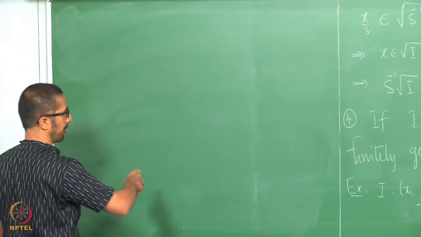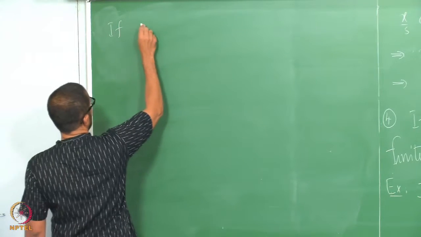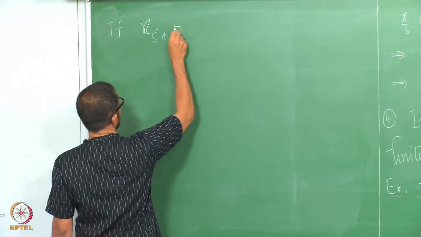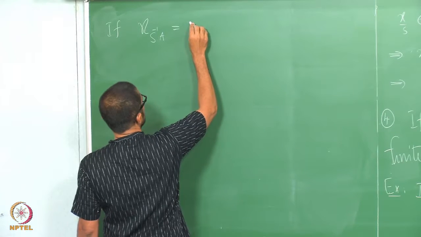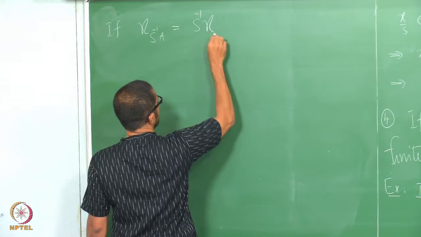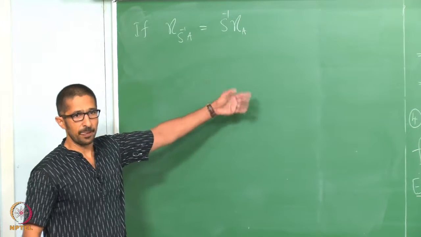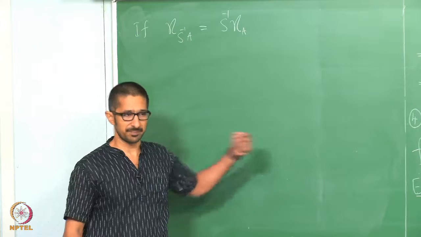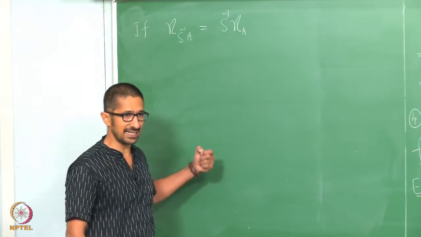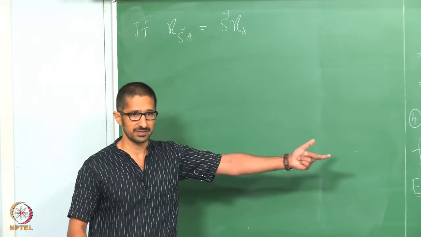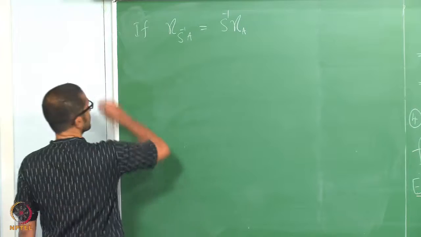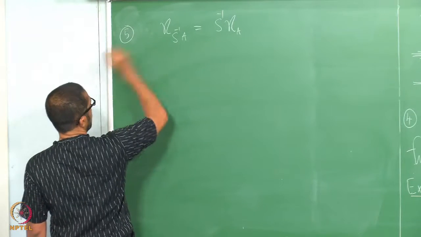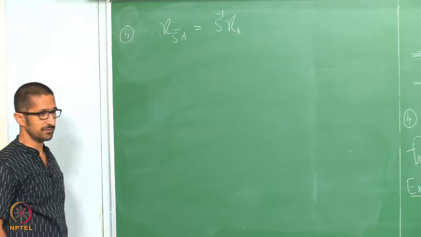Now, the property that the nil radical of S inverse A is equal to S inverse of the nil radical of A follows directly from the property of bijection between prime ideals of A not intersecting S and prime ideals of S inverse A. So, this is property 5, I will call. Nil radical of S inverse A is S inverse of nil radical of A.